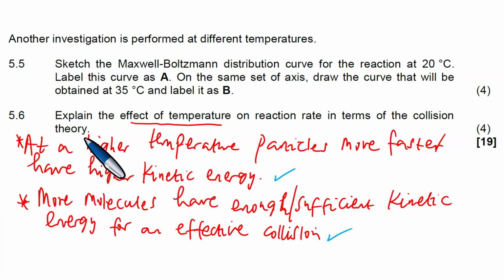At a higher temperature, particles move faster or have higher kinetic energy. Yeah, that's what we said. More particles have enough or sufficient kinetic energy for an effective collision. And that is what explains the effect of temperature on reaction rate in terms of collision theory.